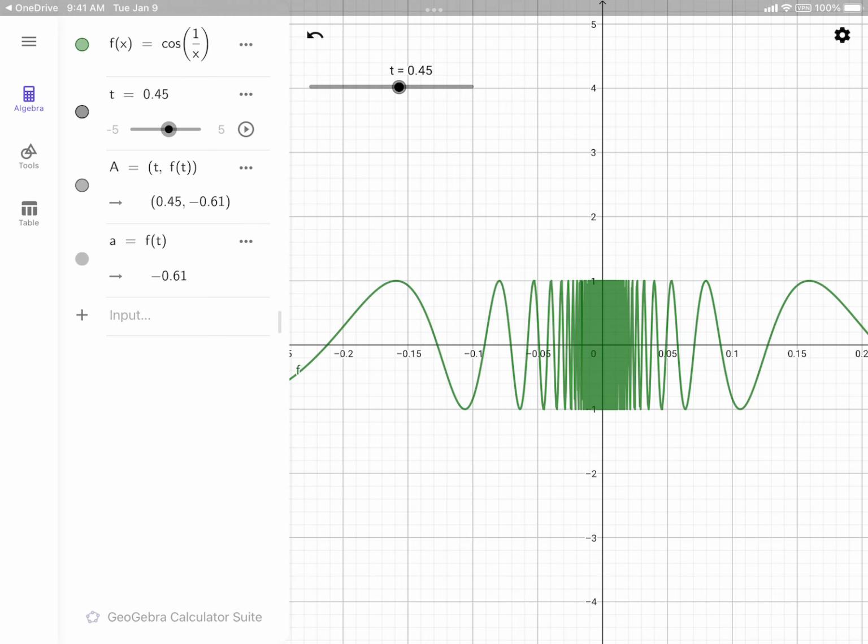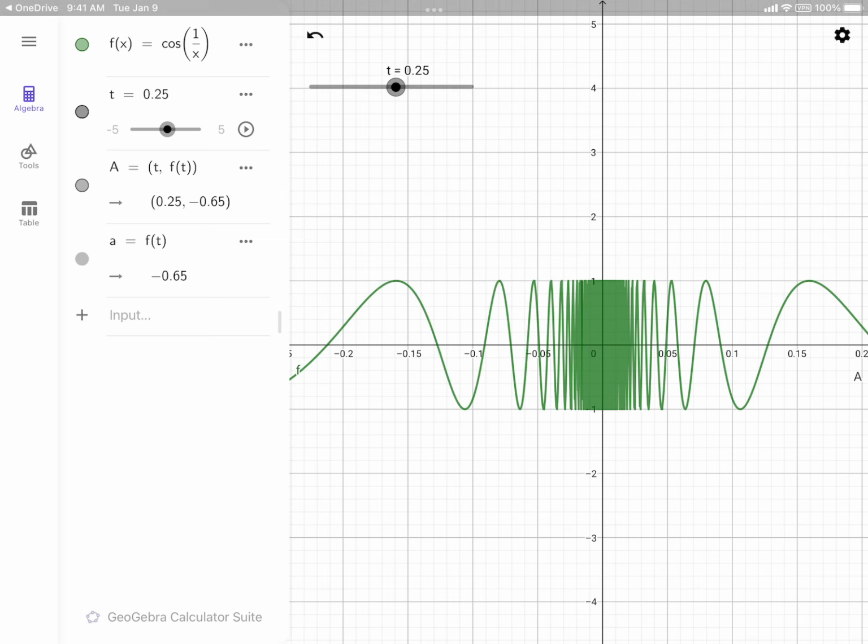value, and the last item on the left sidebar that you see is f of t. So for example, f of 0.45 is the cosine of 1 over 0.45, which is negative 0.61. We're being told that. So I'll make t get closer and closer to 0. You're going to see point A approach the graph, show up. You already see how fast it oscillates.